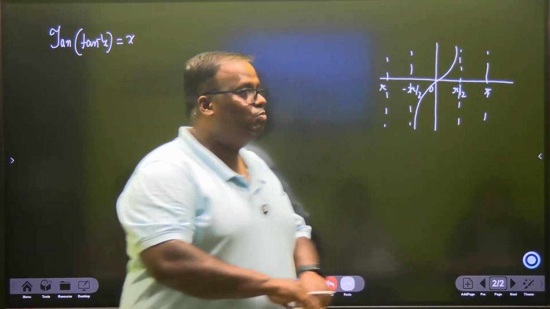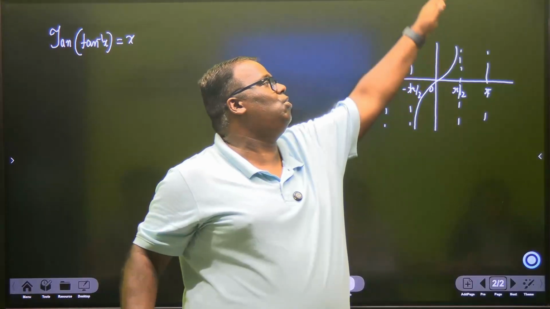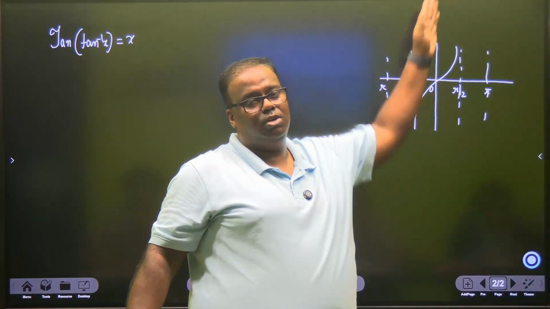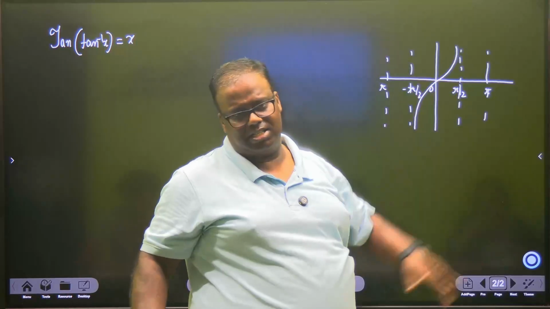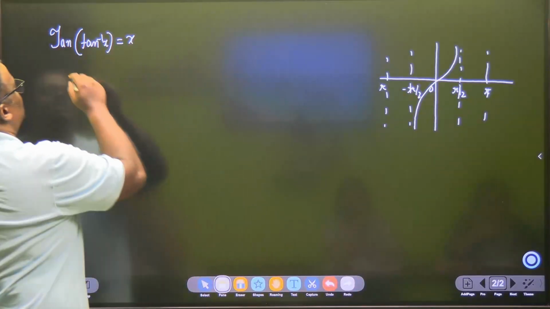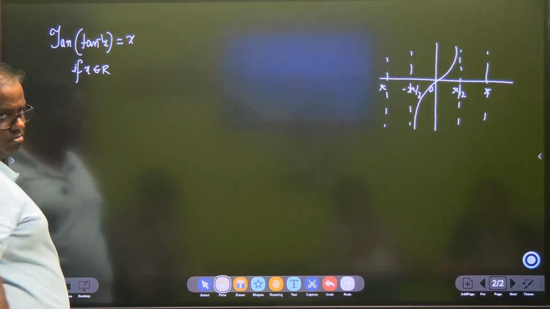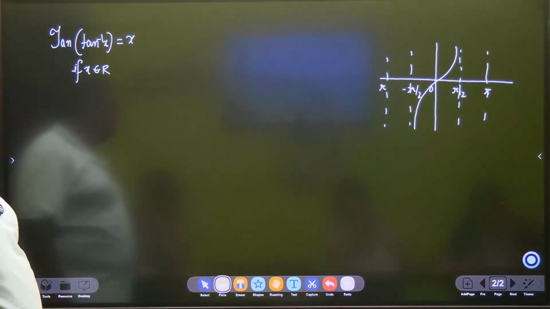Now look at the output of the tan function. The tan function goes on the positive y, goes on the negative y, which is the real axis. So here we will say if x belongs to R. Simple. Agreed?